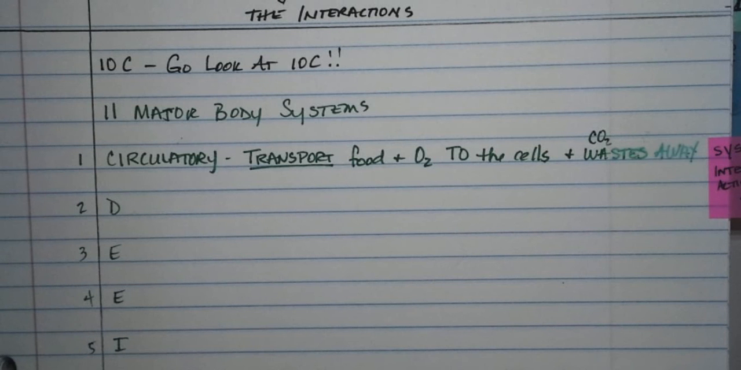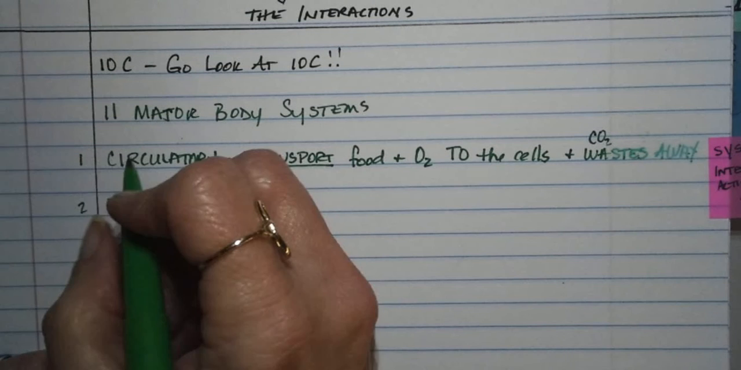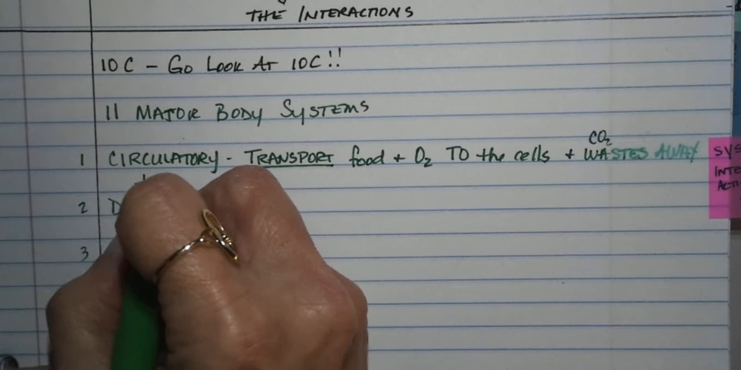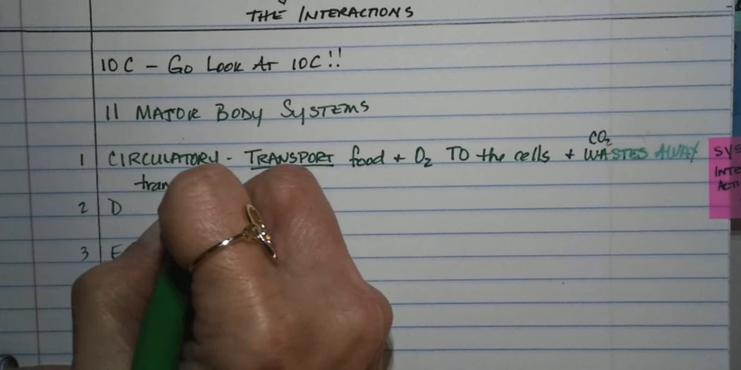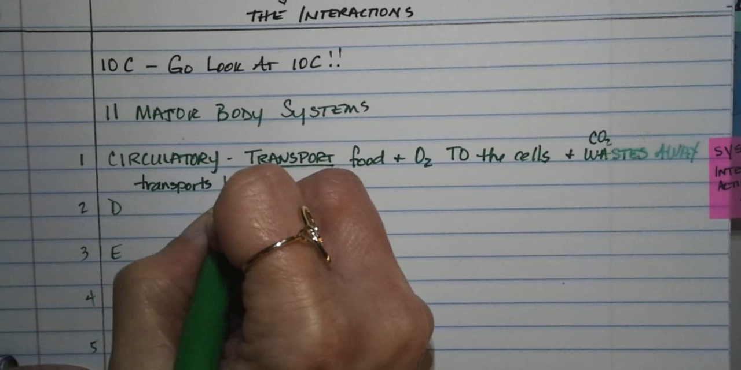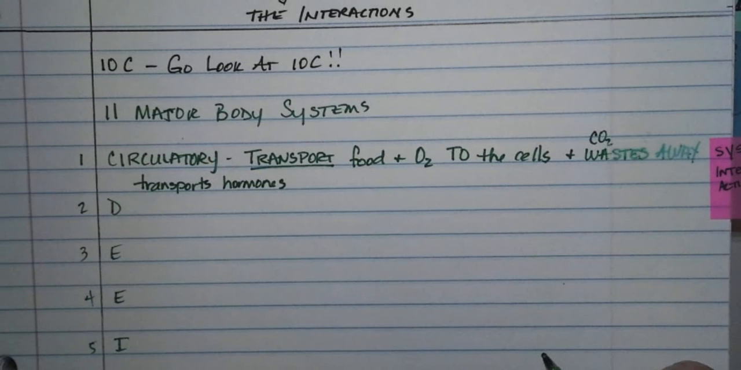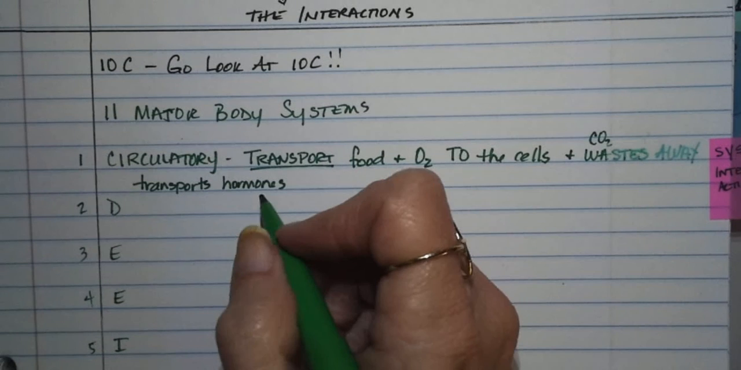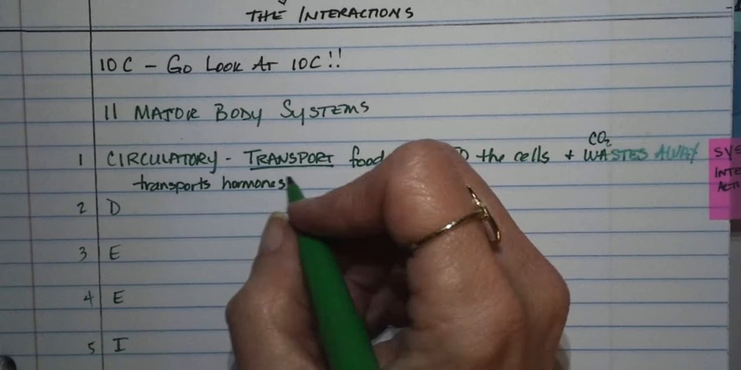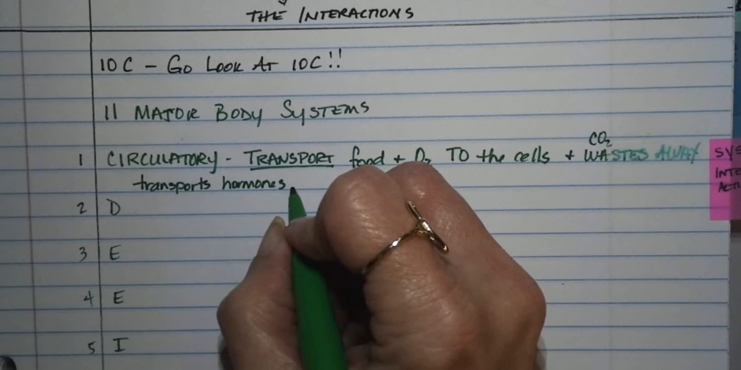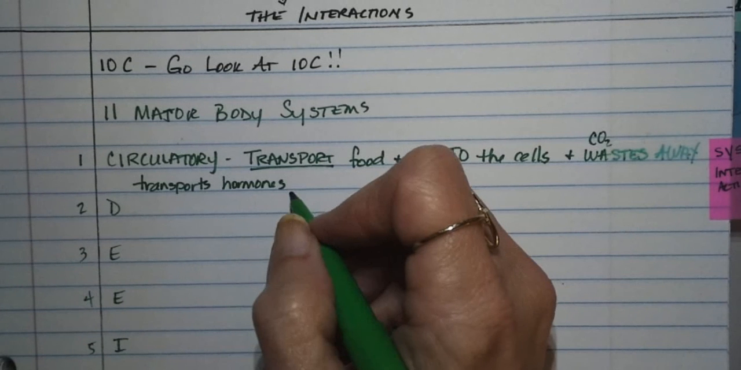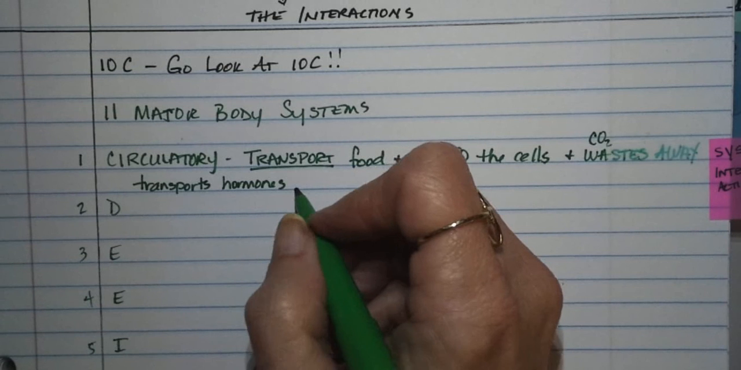Now, it also transports hormones. Which system is the one responsible for making the hormones? Starts with an E. Endocrine system. So it's going to transport the hormones, and it's typically, we know it's made of the heart and the blood, right? The heart's the easiest one, so made of heart.